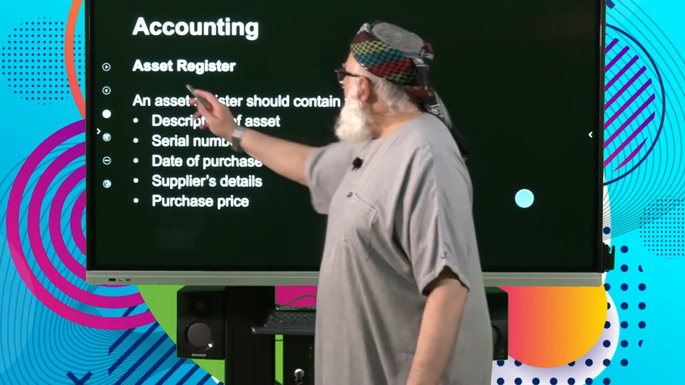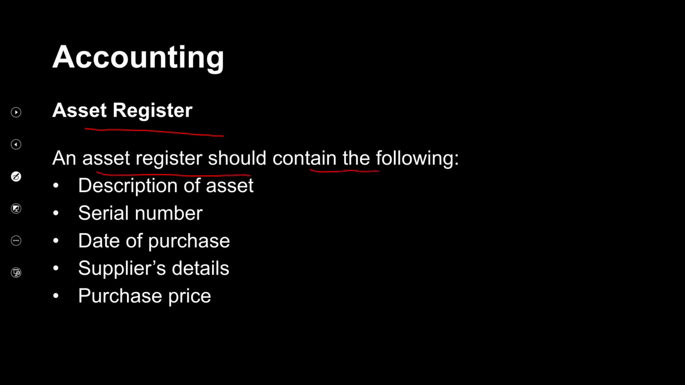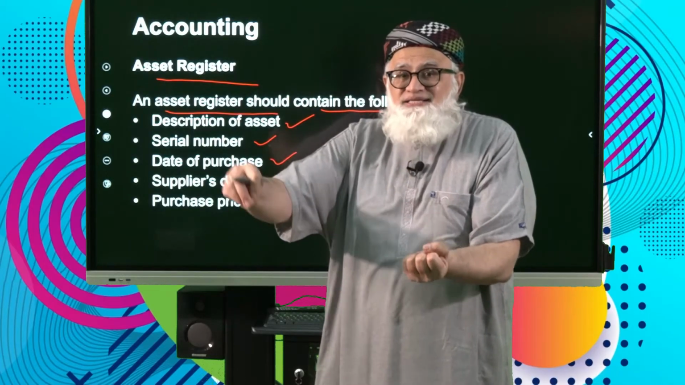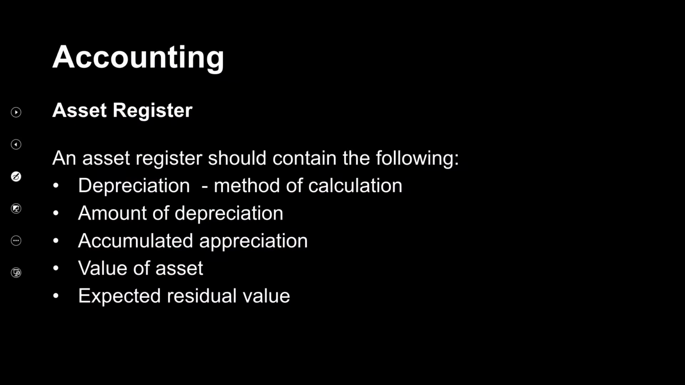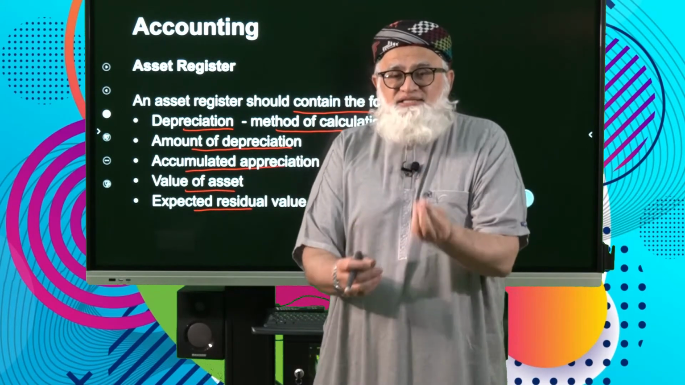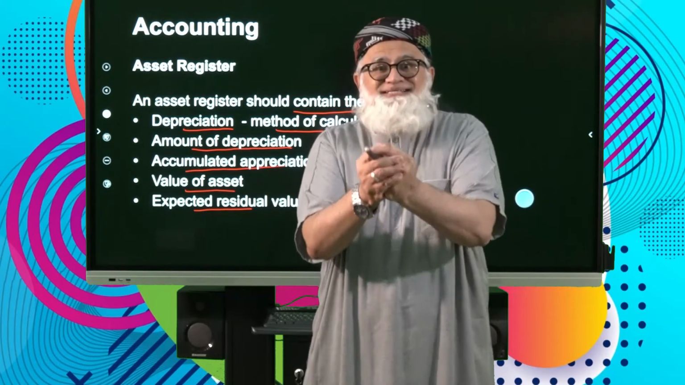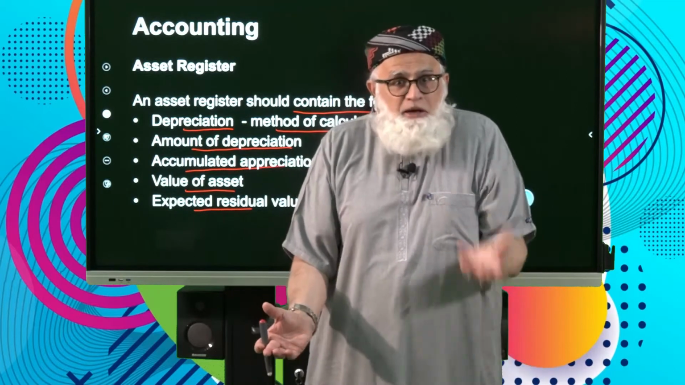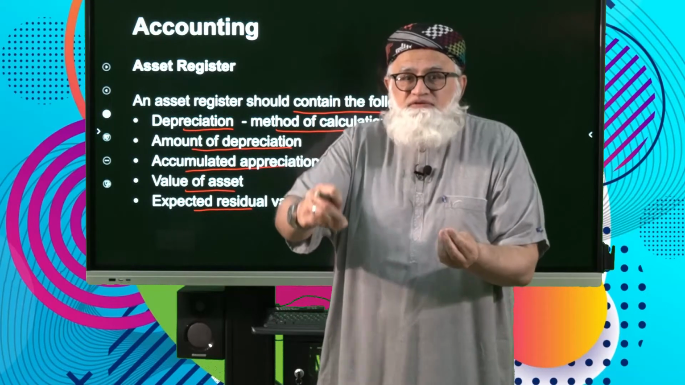Okay, finally, if we look at our asset register, an asset register should contain the following: the description of the asset, the serial number, the date of purchase, supplier's details, and obviously the purchase price. So all the information regarding that particular asset is kept in your asset register. It should also contain the depreciation, your method, the amount of depreciation, your accumulated depreciation, obviously the value, and the expected residual value. So all the information regarding that particular asset is kept in your fixed asset register. Now remember something else. Your fixed assets account is the cumulative total of all your assets, but the register will be kept for each individual asset.